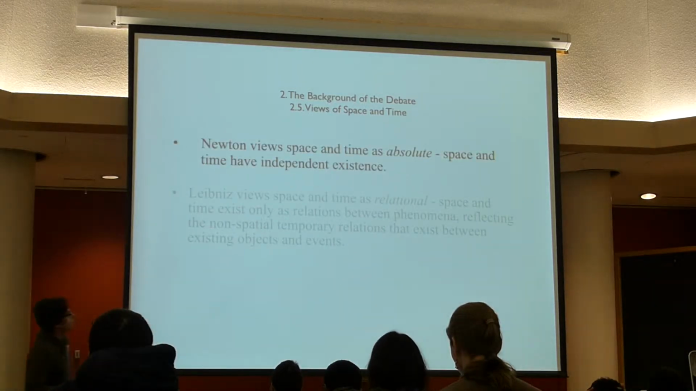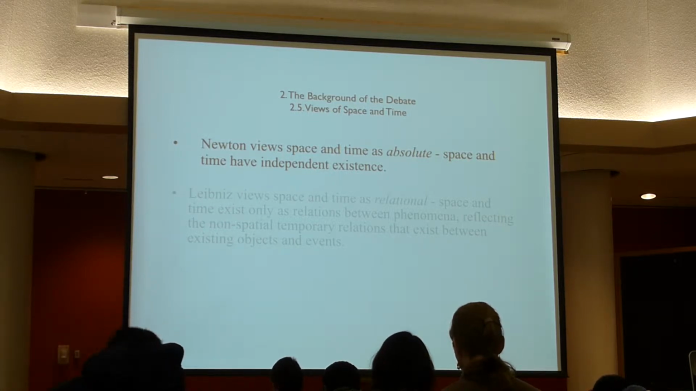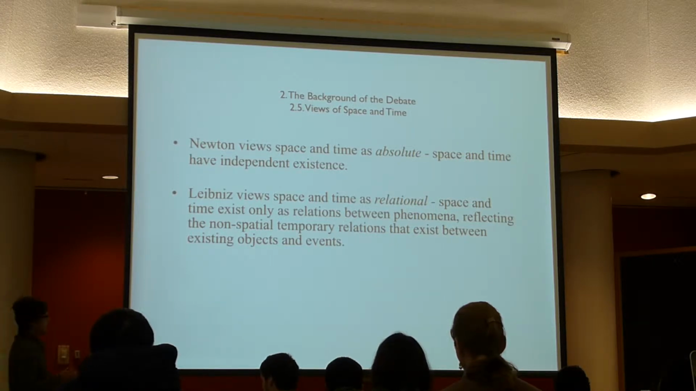Okay. So for Newton, space and time are absolute. And time is absolute because the now is the same for everybody. And for Leibniz, we say that space and time are relational. Space and time exist only as relations between phenomena, a non-spatial, non-temporal relation that exists between existing objects and events.